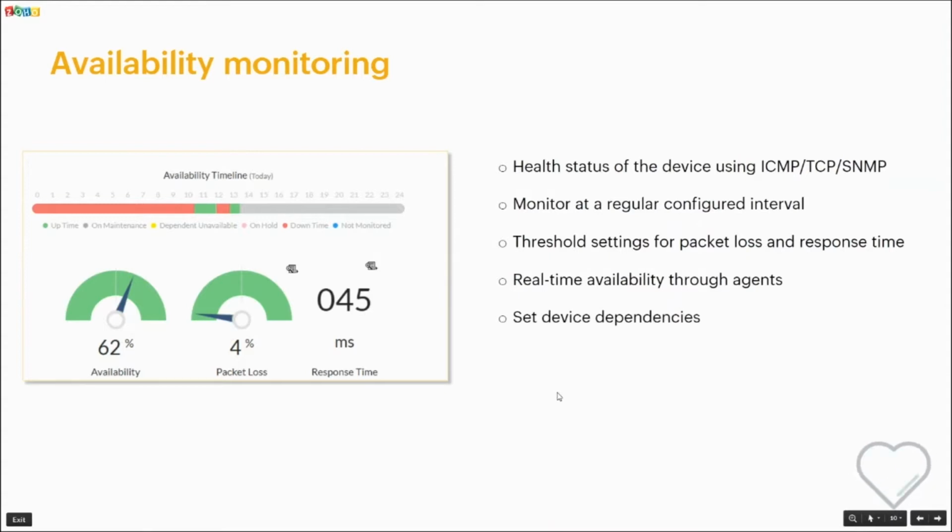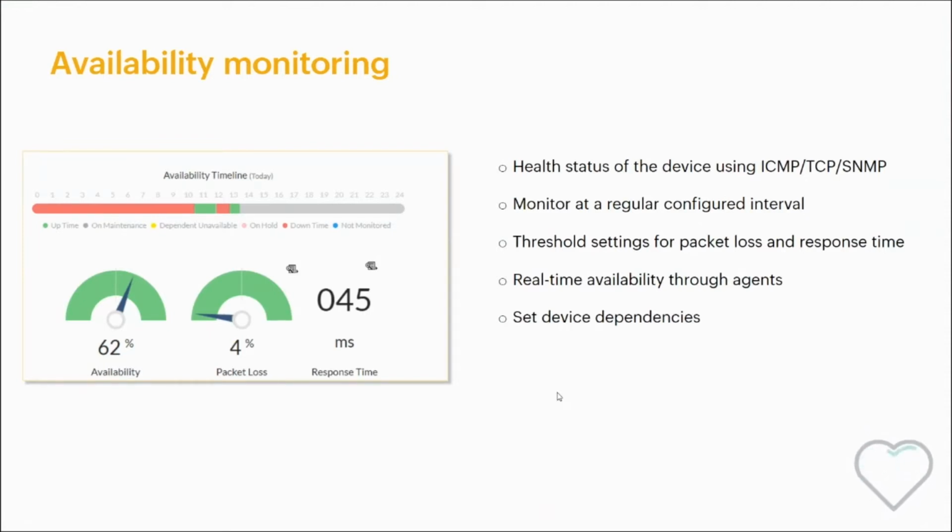You can set device dependencies for the devices and get more information on your network. For example, if you have a parent or a child concept in your environment, and if the uplink router or the main router goes down, it eventually means that all the devices which are under it are going to go down.